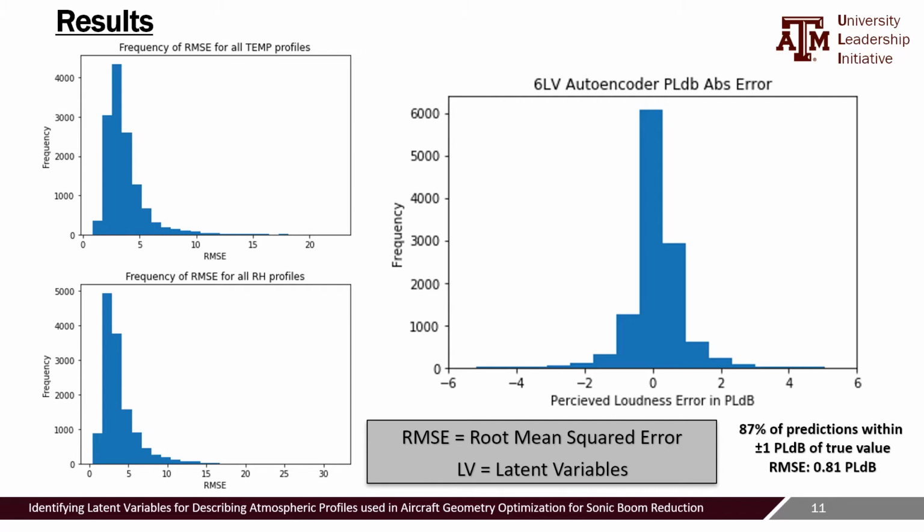This was done, as previously mentioned, by running the predicted profiles through algorithms that propagate a sonic boom through a given atmosphere and give a perceived loudness value. The majority of the predictions have low error, but the spread can be narrowed down by optimizing the autoencoder to produce more accurate results with possibly even fewer latent variables.